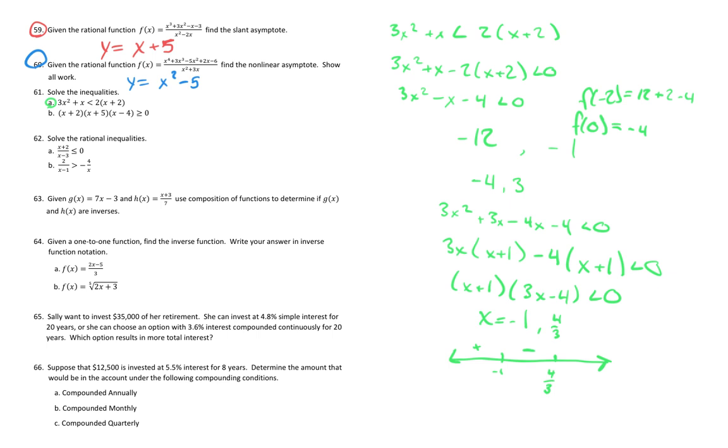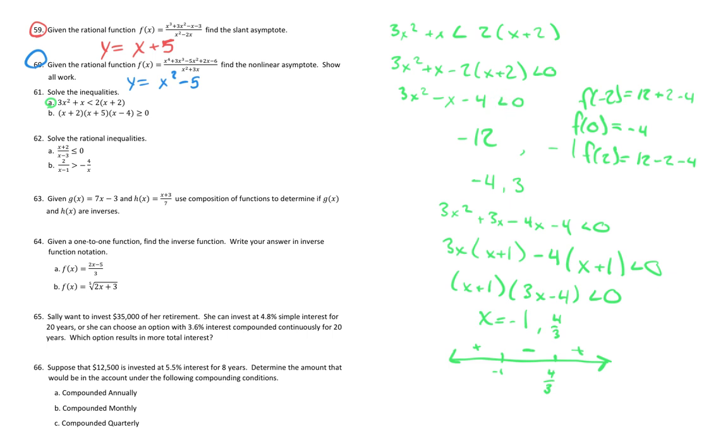And then lastly, we plug in a number greater than 4/3, say 2. If we plug in f of 2, we're going to have 3 times 4, so that's 12, minus 2, minus 4. So you can see that's going to end up being positive as well. So I'm going to put a plus here. You see that the only region on this number line where we're less than 0 is from negative 1 to 4/3.